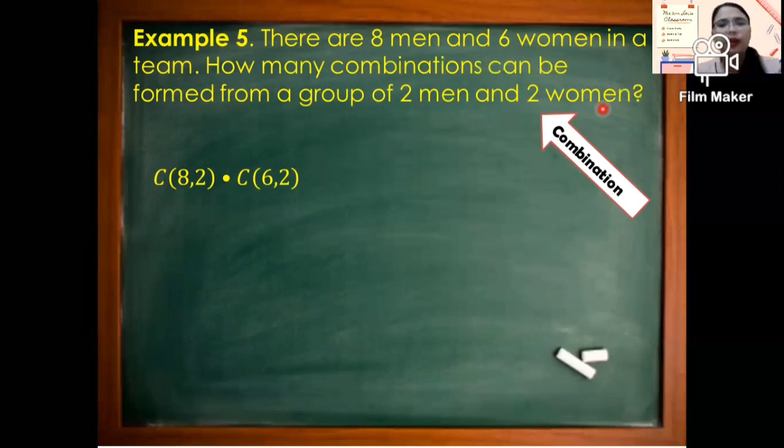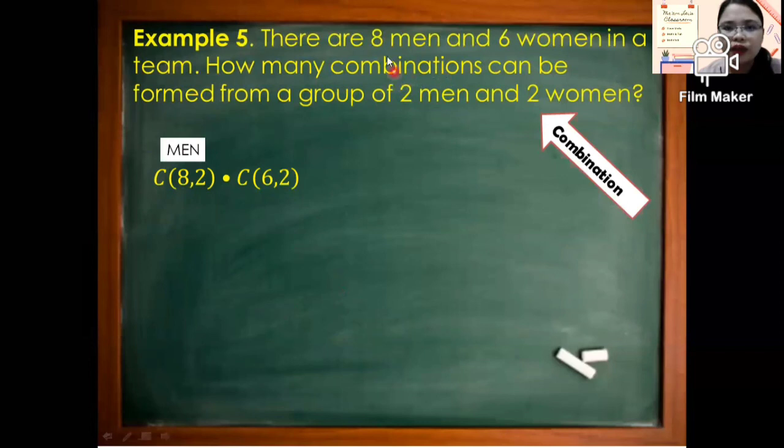Kailangan daw po 2 lalaki at 2 babae. Pero paano natin gagawin yung combination? Ito po yun. Bakit nagkaroon tayo ng combination of 8 taken 2? Kasi kailangan daw po natin ng 2 men. Ilan yung pagpipilian daw po? Meron tayong 8 na pagpipilian. So that is now combination of 8 taken 2. Same thing with women. Kailangan din daw po ng 2 mula sa 6 na babae na pagpipilian. Kaya meron kang combination of 6 taken 2.